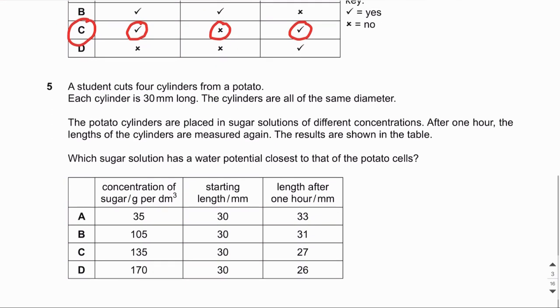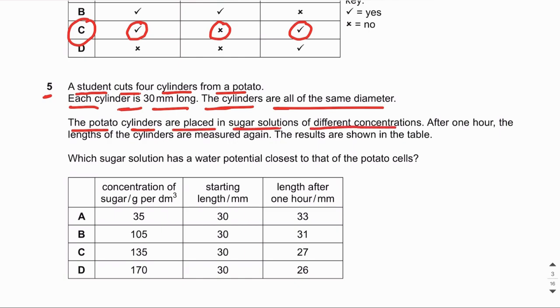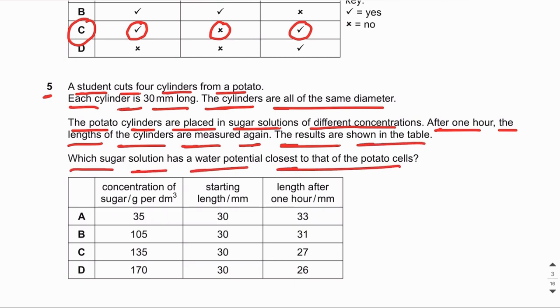Let's move on to MCQ number 5. A student cuts 4 cylinders from a potato. Each cylinder is 30 millimeter long. The cylinders are all of the same diameter. The potato cylinders are placed in sugar solutions of different concentrations. After 1 hour, the lengths of the cylinders are measured again. The results are shown in the table. Which sugar solution has a water potential closest to that of the potato cells?